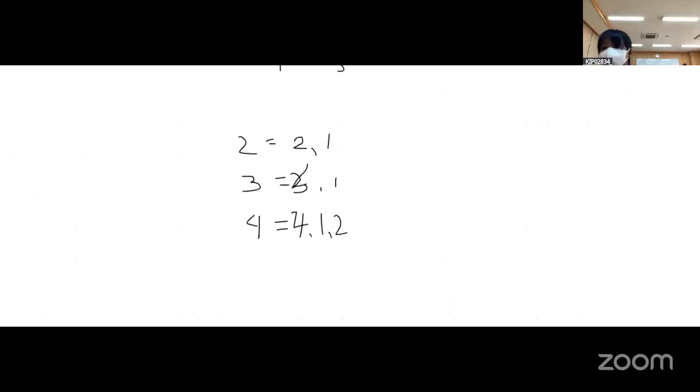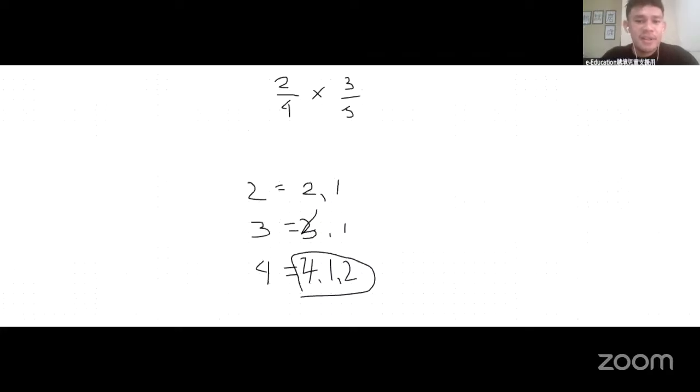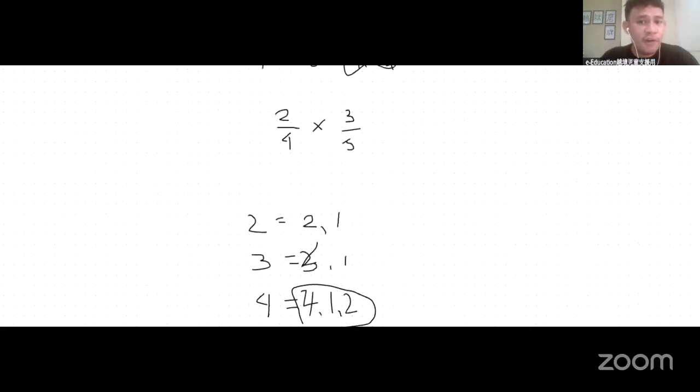Yes, very good. So numbers like this are what we call factors. So for 4, the factors of 4 are 4, 1, and 2. Based on this example, 3 is not a factor of 4. So this and this, we cannot cancel, because it's not a factor.